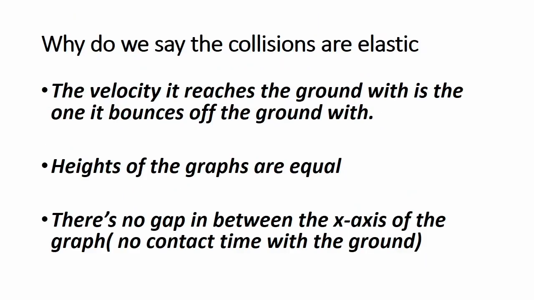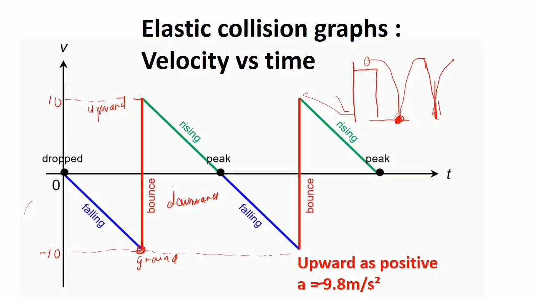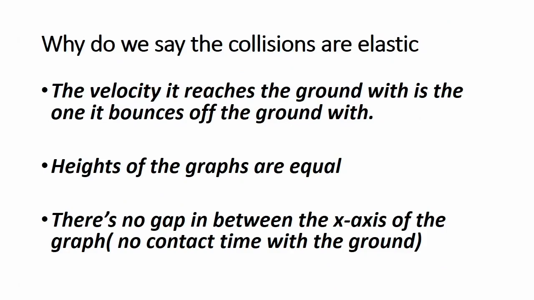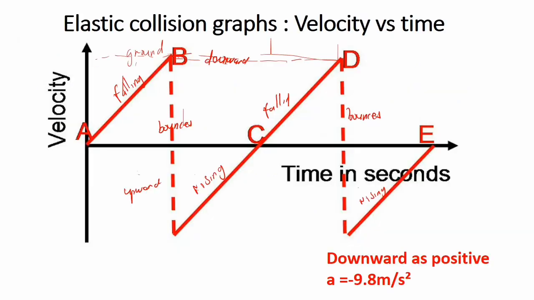Now, why do we say the collisions are elastic? We say the velocity it reaches the ground with is the one it bounces off the ground with, right? Because the velocity with which it hits the ground, the -10, is the same velocity that it takes off the ground with, that's why we say it's elastic. There is no loss of energy. Then again, we say the heights of the graphs are equal. As you can see there, the heights of the graph from B to D, you can actually put a straight line there.